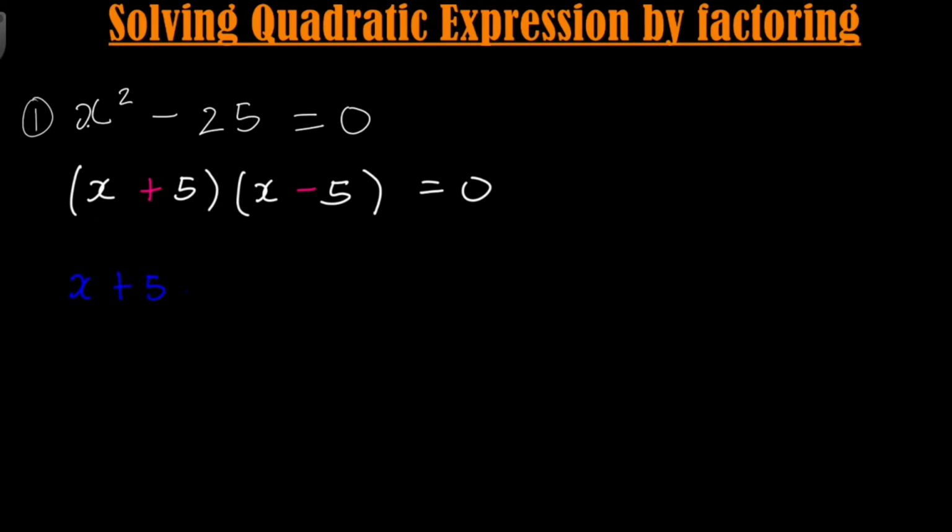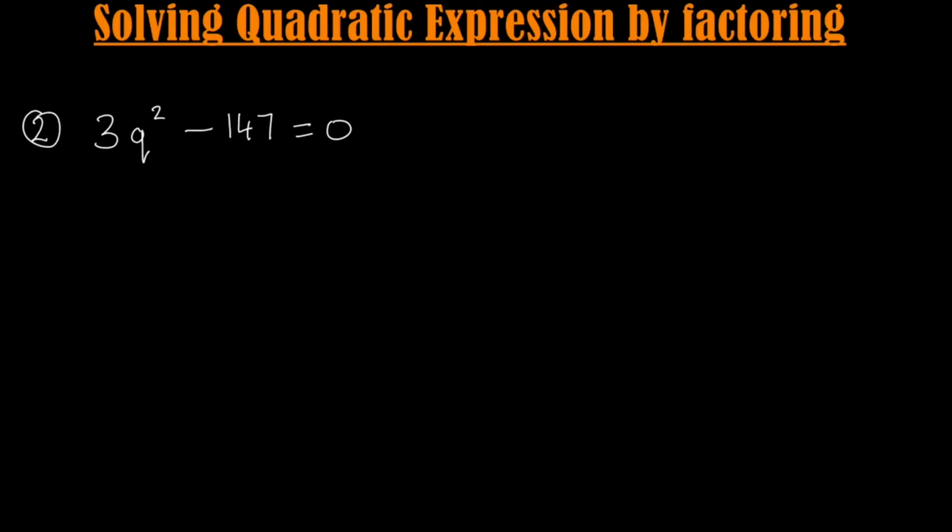Now, when we want to solve, all we have to do is equate each factor to 0. So x plus 5 equal to 0, or x minus 5 is equal to 0. Our aim is to find what the unknown is. So now we're just going to solve for the unknown. We have a plus 5, we want to get rid of that plus 5, so we subtract 5 on both sides. And now we have x is equal to negative 5. We have a negative 5, so we add 5 on both sides. So x is equal to positive 5. So either x is equal to negative 5 or x is equal to positive 5.